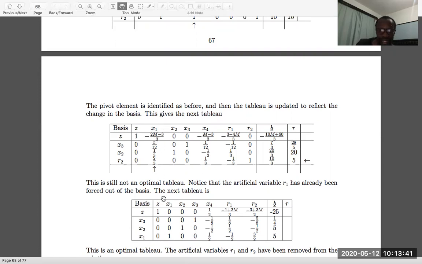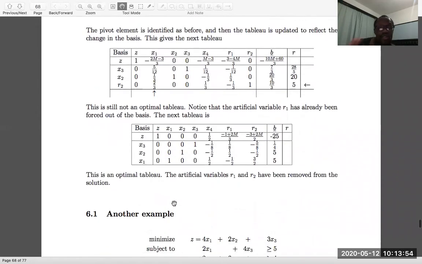So if that's the case, everything becomes 1, and this value has to become 0, everything else becomes 0. So this becomes 1, everything else becomes 0. So you do exactly the normal procedure. This is not an optimal W.